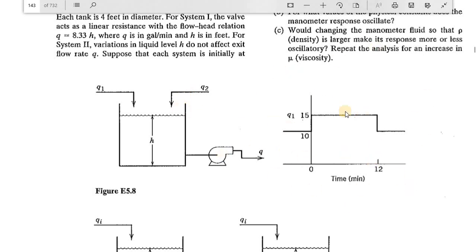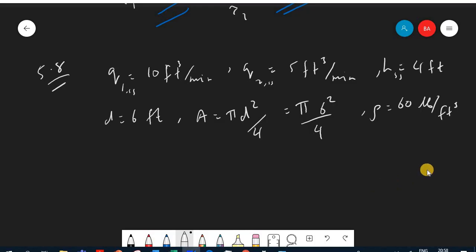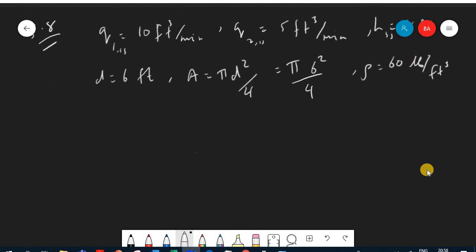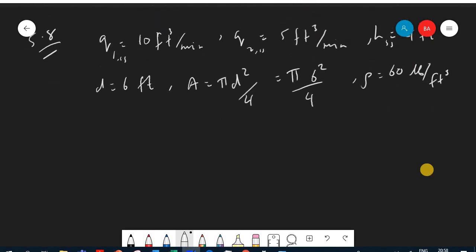And if you look at the input, it is changing for Q1 from 10, the initial steady state value for Q1, to 15, which is 5 over s, and then it goes down by minus 5 over s. That happens at 12, which is e to the power minus 12s. Okay, so what do I have here now? I want to find the relationship between the height and Q1, and that is my problem here.